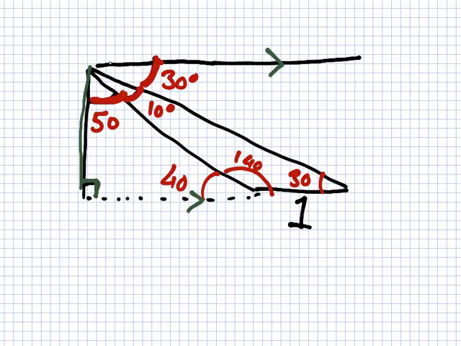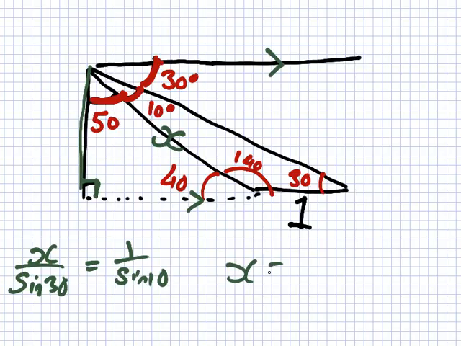Okay, so we'll find this side here, x. And I can say x over sine 30 equals 1 over sine 10. So then that means x is sine 30 divided by sine 10. 2.88 about, yeah. 2.879.